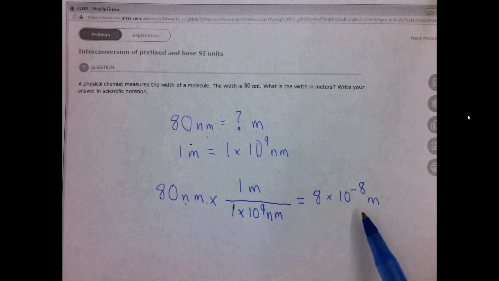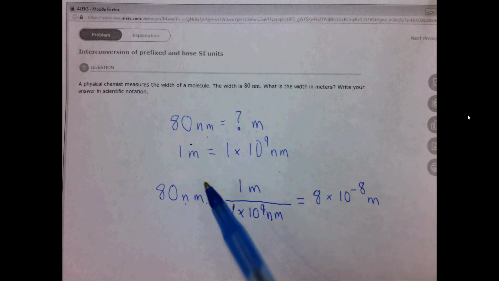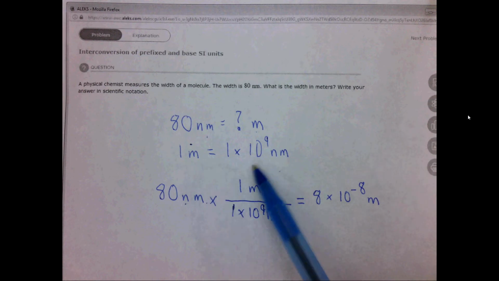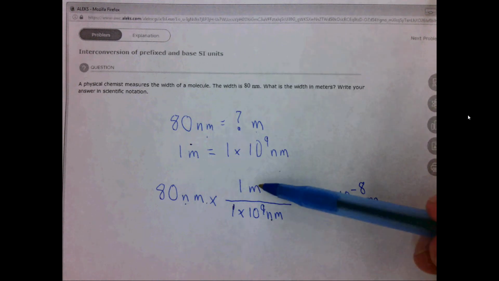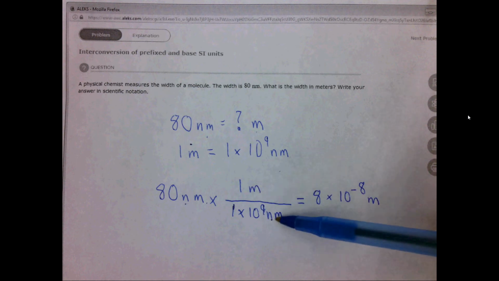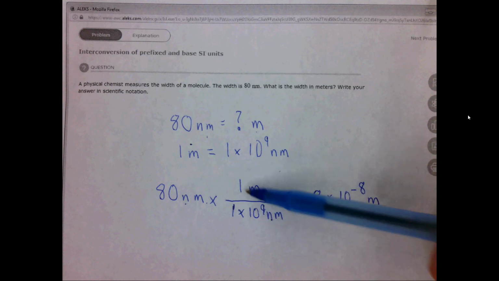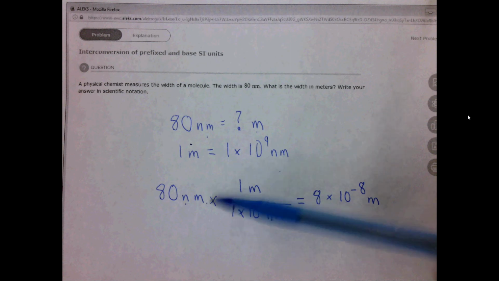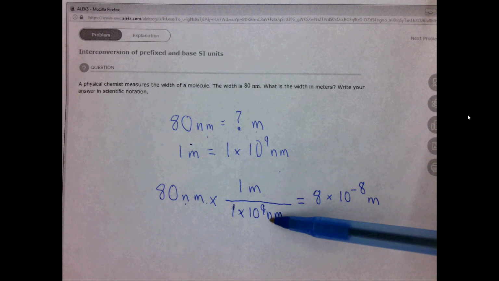Now that we have the answer, I wanted to spend a minute to just talk about why. Keep in mind that 1 meter is equal to 1 times 10 to the 9 nanometers. So when I place one over the other, I have two equal values. Said another way, 1 meter equals 1 times 10 to the 9 nanometers. One equal value over another equal value makes this fractional relationship 1. We are then essentially multiplying this number by something equivalent to 1.